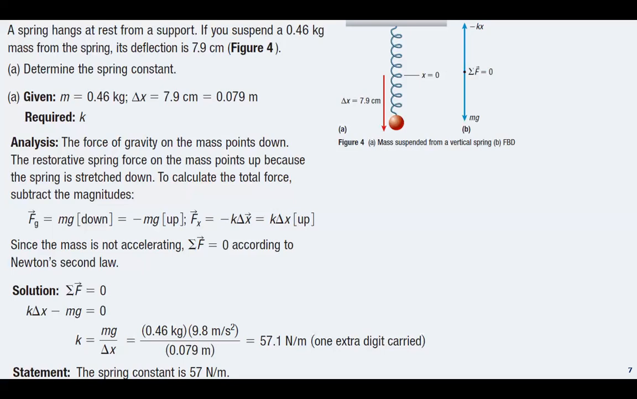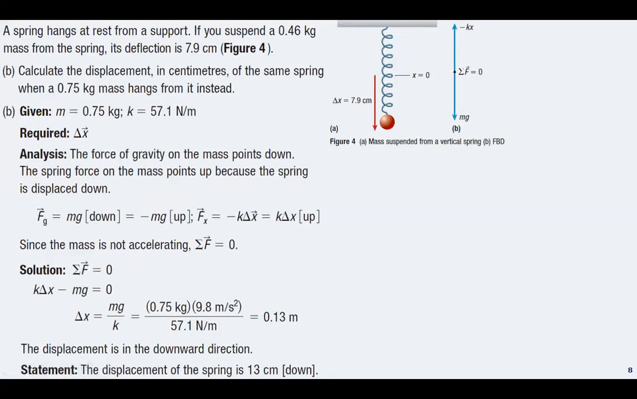And then putting all the values in, we have k equals 57.1 newtons per meter. Therefore, the spring constant is 57 newtons per meter. Any questions? No? Okay, then let's have a look at question B.